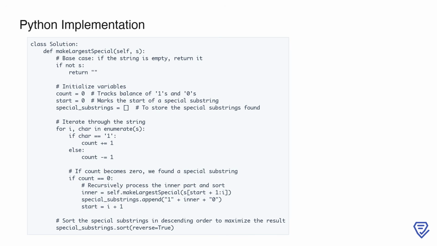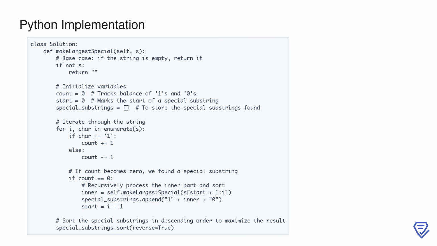We then iterate through the string using a for loop. For each character, if it's a 1, we increment count. If it's a 0, we decrement count. These updates allow us to track when the string becomes balanced. Now, if count equals 0 at any point, it means we've found a valid special substring.